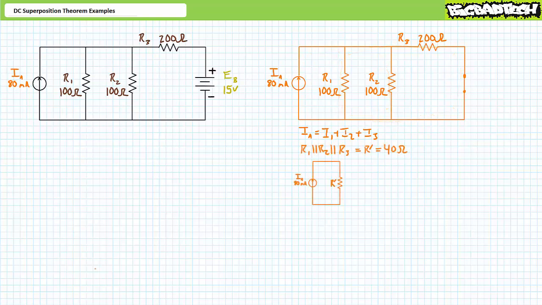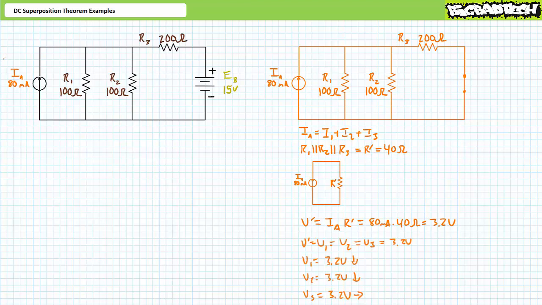R1, R2, and R3 can be taken in parallel, a simplification I'm calling R single prime with a value of 40 ohms. An application of Ohm's law to the single element simplification demonstrates that V single prime is 3.2 volts. R prime is a parallel combination of R1, R2, and R3. Voltage across elements in parallel is the same.